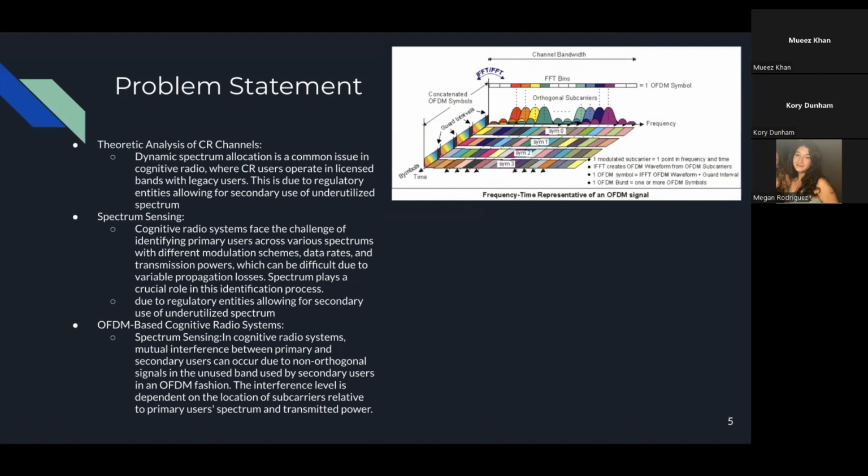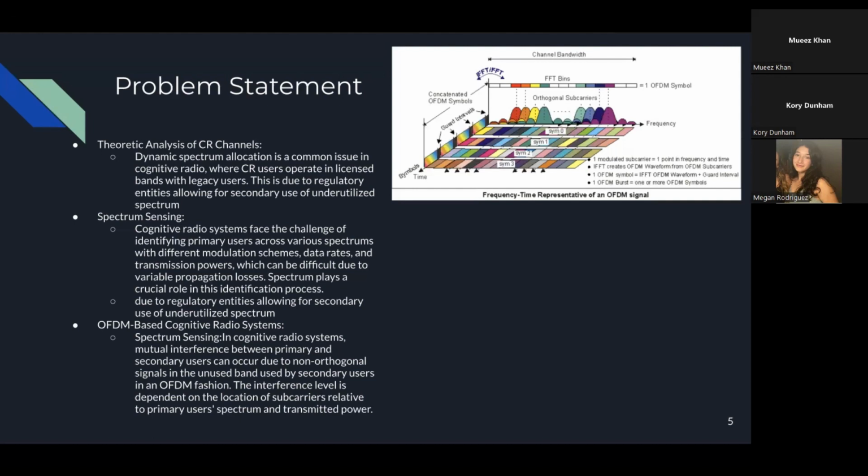Next, we have spectrum sensing. Cognitive radio systems face the challenge of identifying primary users across various spectrums with different modulation schemes, data rates, and transmission powers, which can be difficult due to variable propagation losses. Spectrum sensing plays a crucial role in this identification process due to regulatory entities allowing for secondary use of underutilized spectrum.